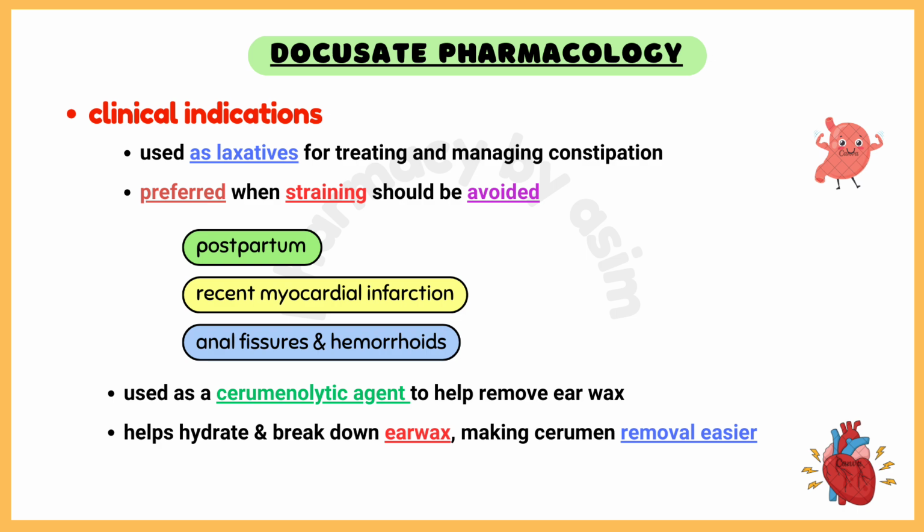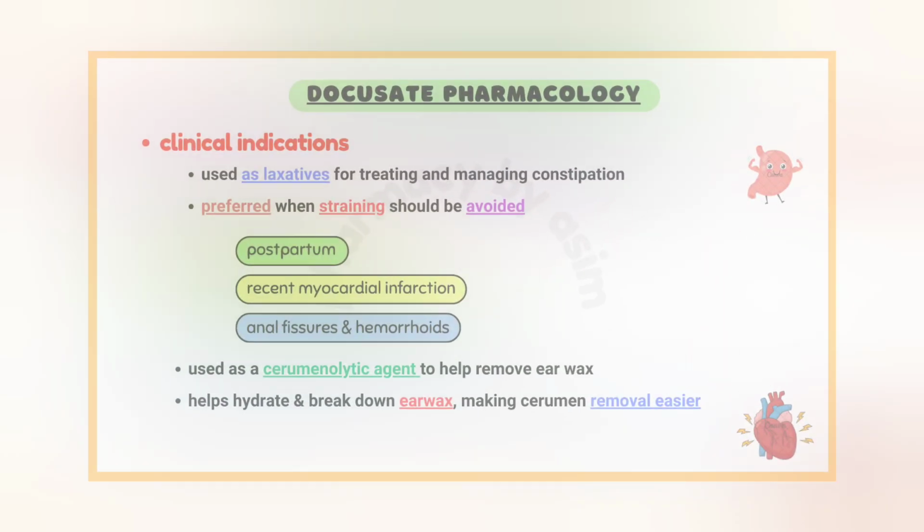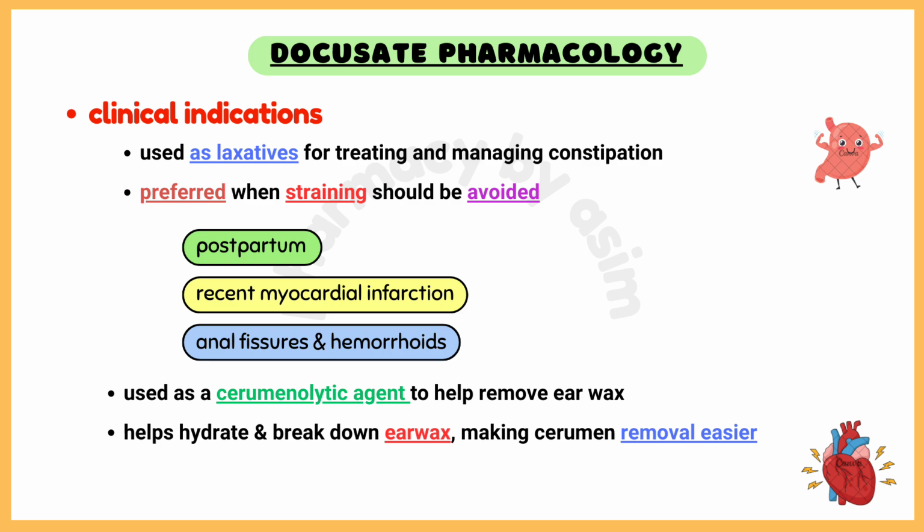Docusate sodium is sometimes used as a ceruminolytic agent to help remove earwax. Docusate sodium is a water-based agent that helps hydrate and break down earwax, making cerumen removal easier and more effective.